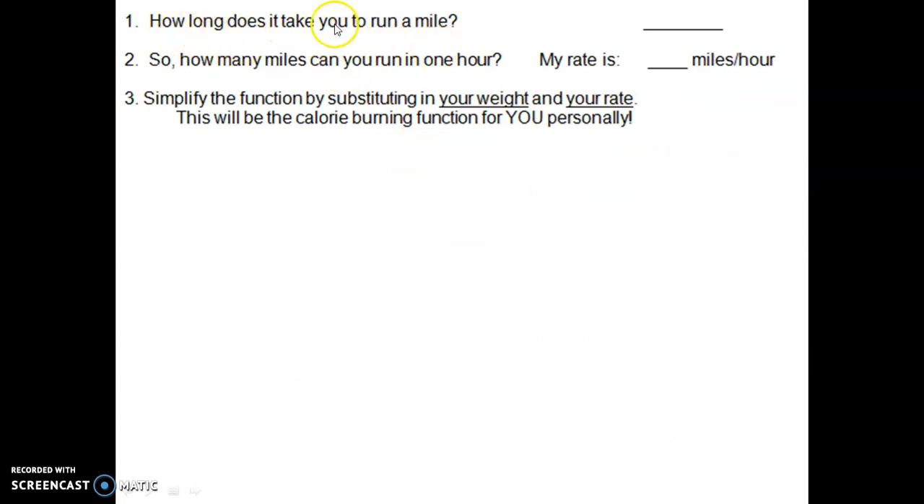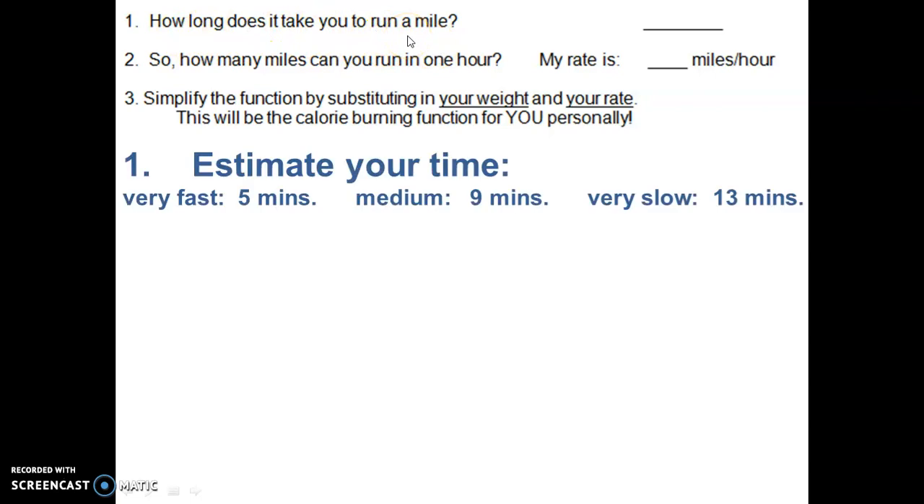So first question is, how long does it take you to run a mile? You may know your mile time. If you're a serious runner, you know what your mile time is, but you may not know. So think of it this way. If you're very, very fast, you are running a 5-minute mile. If you're kind of a medium speed runner, 9 minutes. If you're pretty slow, 13 minutes. So you decide where you lie on that spectrum there.